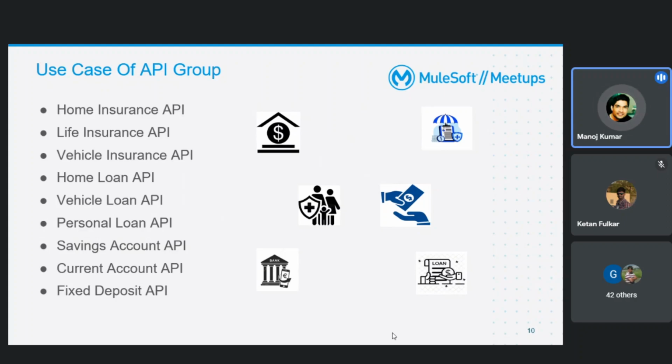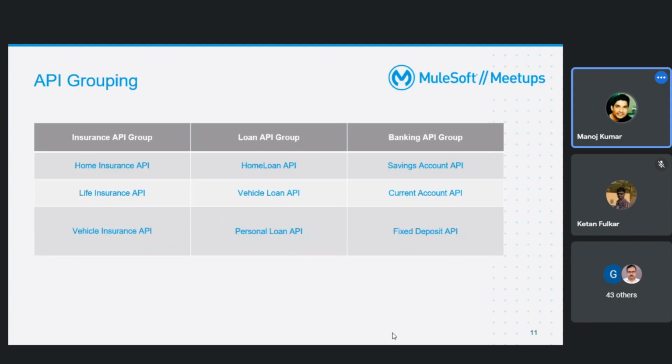So how we can resolve their problem is, suppose we club them into groups. See, the insurance API group covers the home insurance API, then the life insurance API, then the vehicle insurance API. Then if we come to the loan API group, inside that we have the home loan API, vehicle loan API, and then a personal loan API. The banking API group has the savings account API, current account API, and fixed deposit API. So basically, if a banking customer comes up, he just needs access to the banking API group. Why would he be interested in accessing loan or insurance APIs?